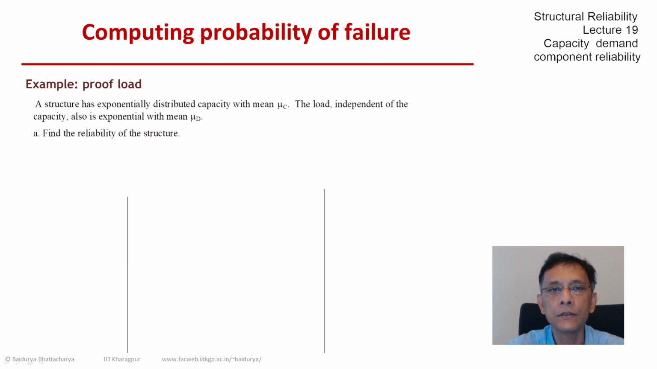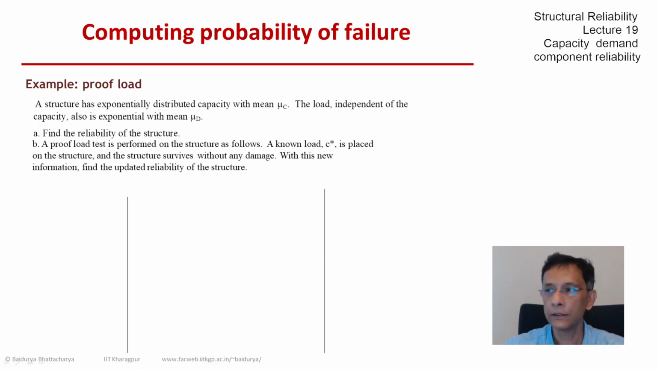So let's take a minute to read the problem. It has two parts. Part A is what you see on the screen. So we need to find the reliability of a structure whose capacity is exponential and whose demand load is also exponential, and they are independent. In part B, a proof load has been conducted, and we need to find out with this new piece of information the updated reliability of the structure.